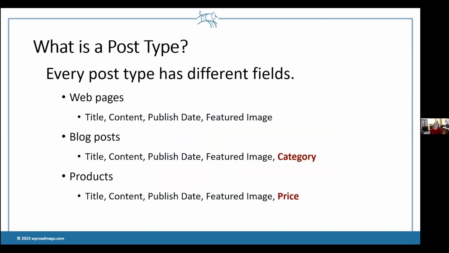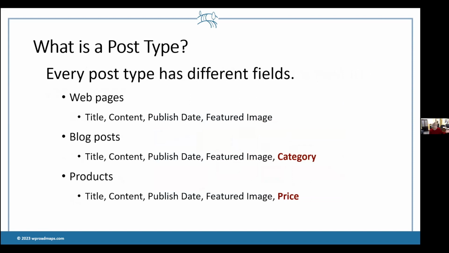Web pages, you know, we've got the title, the content, the published date, the featured image. There's some other stuff too, but that's the basic fields, right? Well, blog posts, you've got those same fields, but you've also got a category field that you don't have for pages. And then with products, you have all the same fields, but then you've also got a price, and you've probably got an SKU field and some of the others.